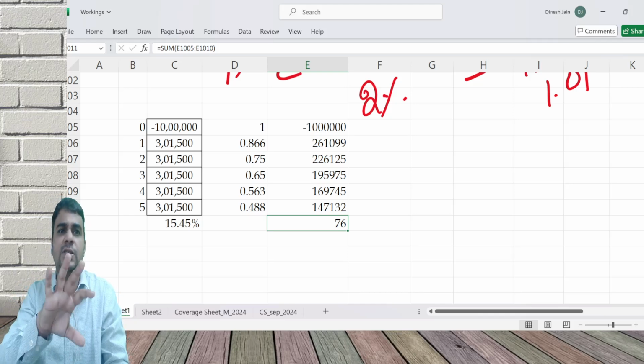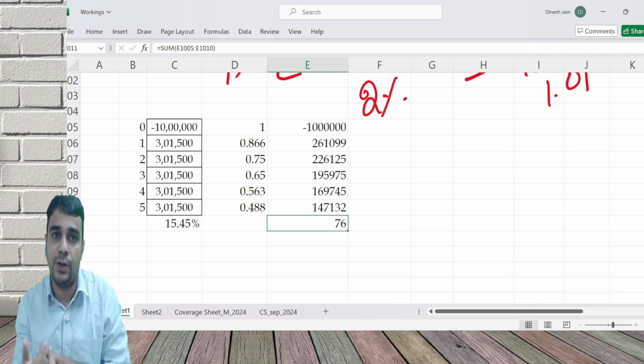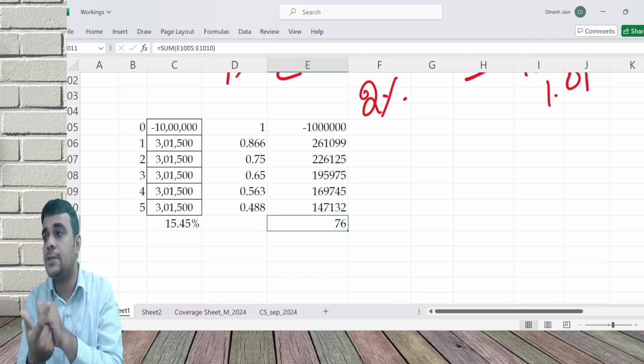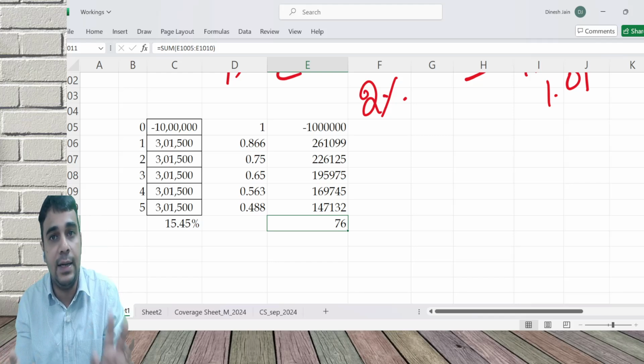Cost of capital, which is a separate chapter, but cost of capital is nothing but equity dividend, preference dividend, and interest put together. If I'm exactly earning what they want, I'll get zero NPV.